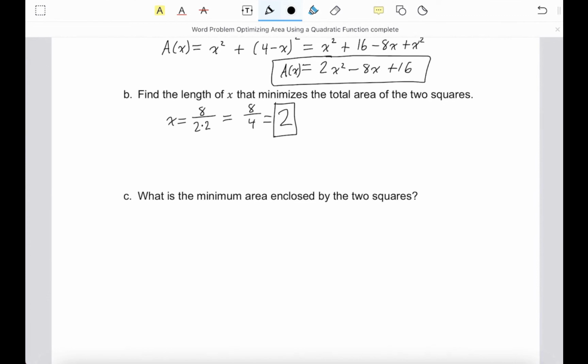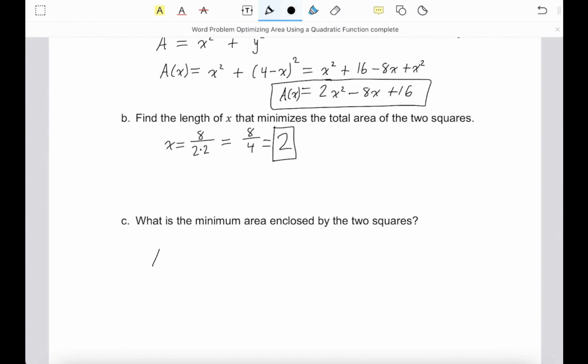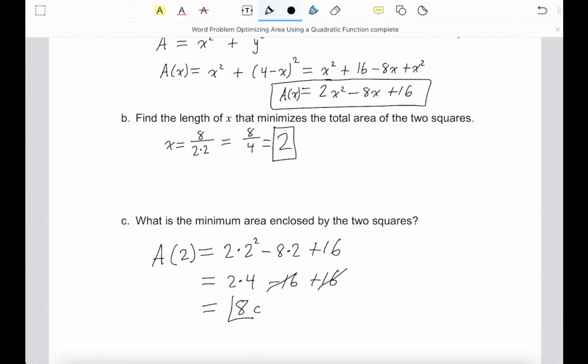So what's the minimum area enclosed by both the squares? We can either just think about what's happening with both of them. They're both 2 by 2s. That's 4 plus 4, which gives us 8. Or we could just plug this into the equation. So we get 2 times 2 squared minus 8 times 2 plus 16. And this is 2 times 4 minus 16 plus 16, those cancel, which gives us just 8. So 8 centimeters squared.